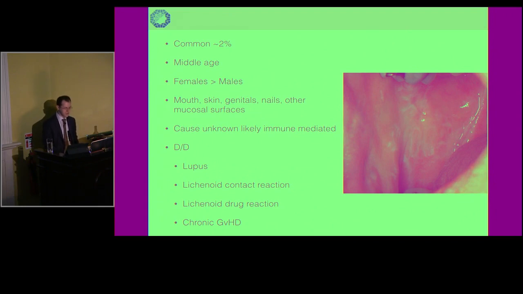The differential diagnosis for any lichenoid type lesion is lupus, lichenoid contact reaction, that's typically from amalgam restorations, although it could be any restorative material. Lichenoid drug reactions and chronic graft versus host disease. We'll touch on the drugs later on when we're talking about white patches in a more general sense.